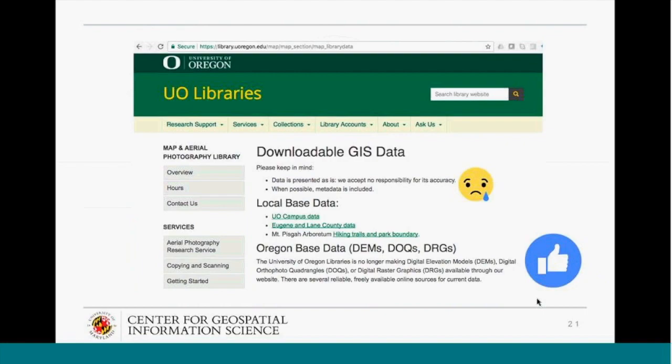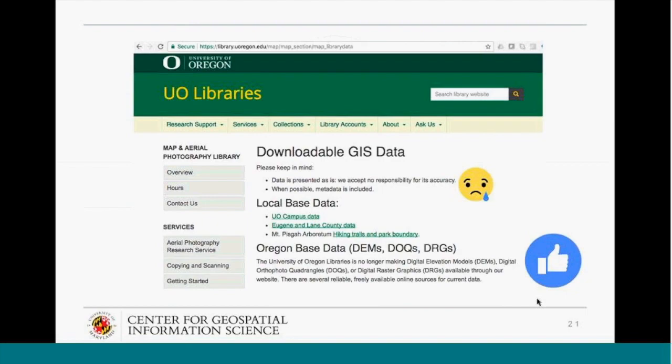.edu is usually pretty good. This is usually academic departments, University of Oregon libraries, in this case, was the one that I found, which has some downloaded GIS data. We get a little sad face on here because they say data is presented as is. We accept no responsibility for its accuracy. And when possible, metadata is included. So not up to the standard usually met by federal agencies, where they have to have certain metadata in there. But that being said, all in all, this data is usually a pretty good source.